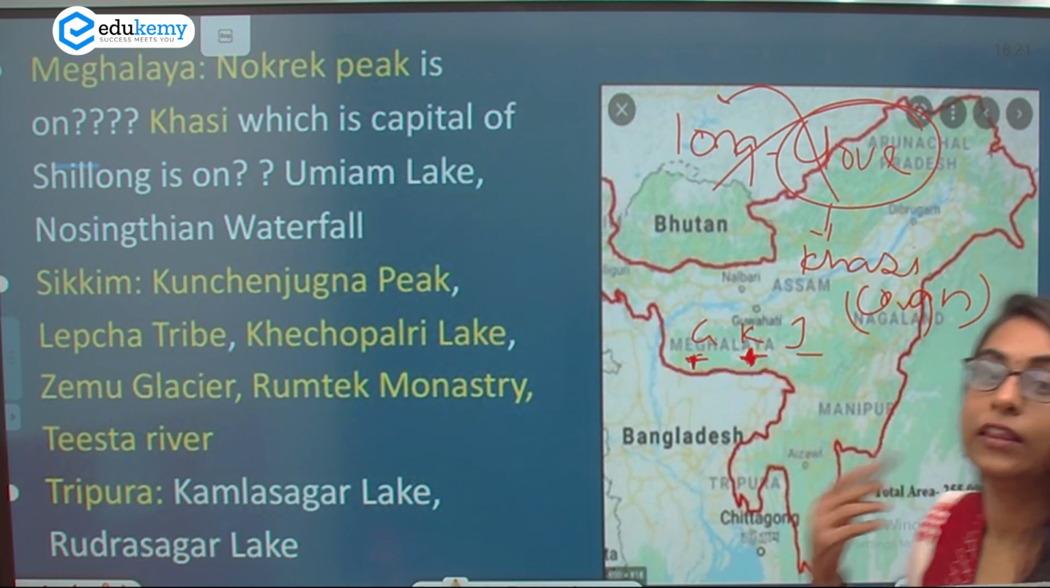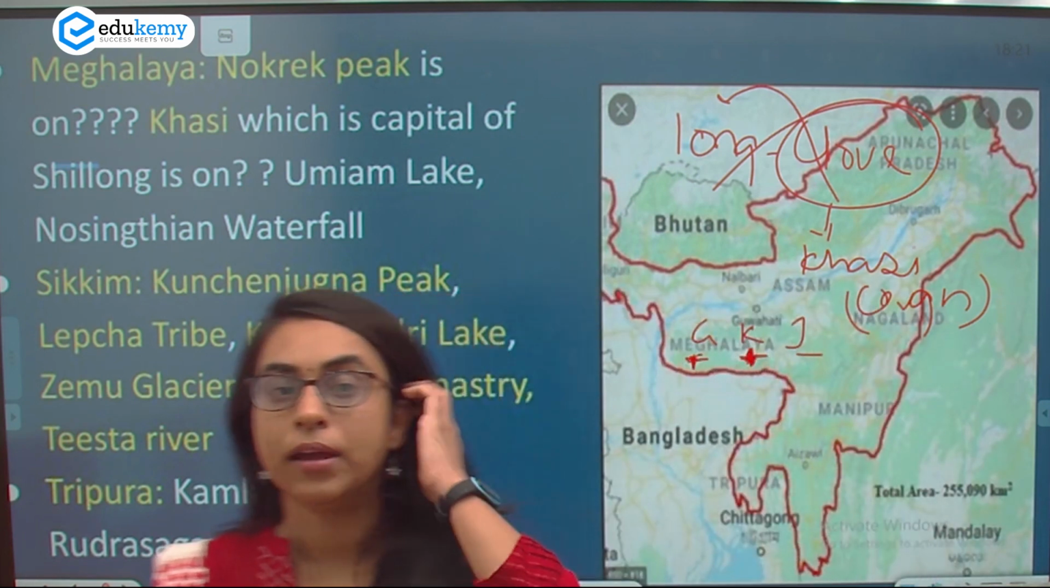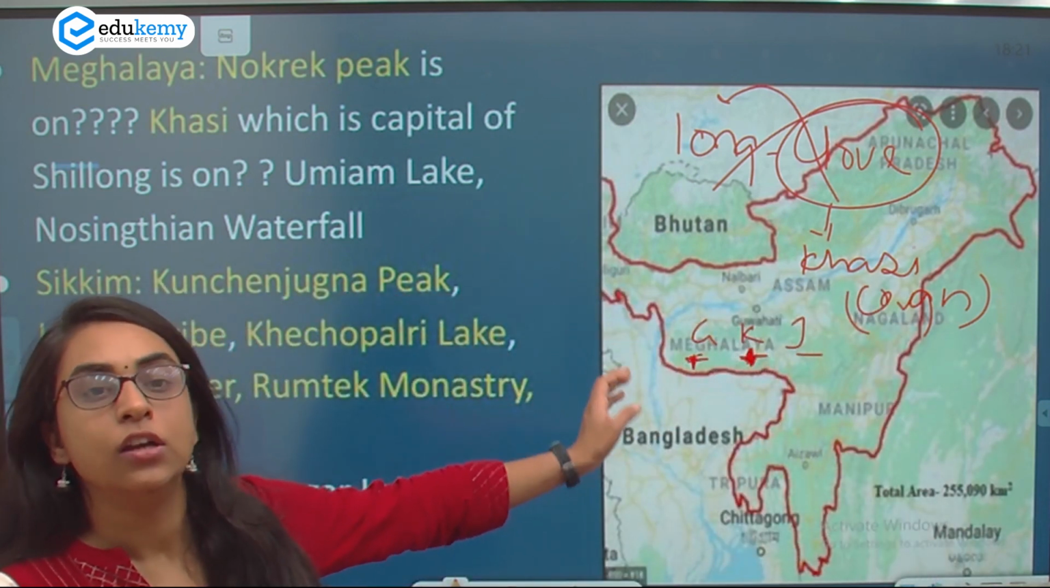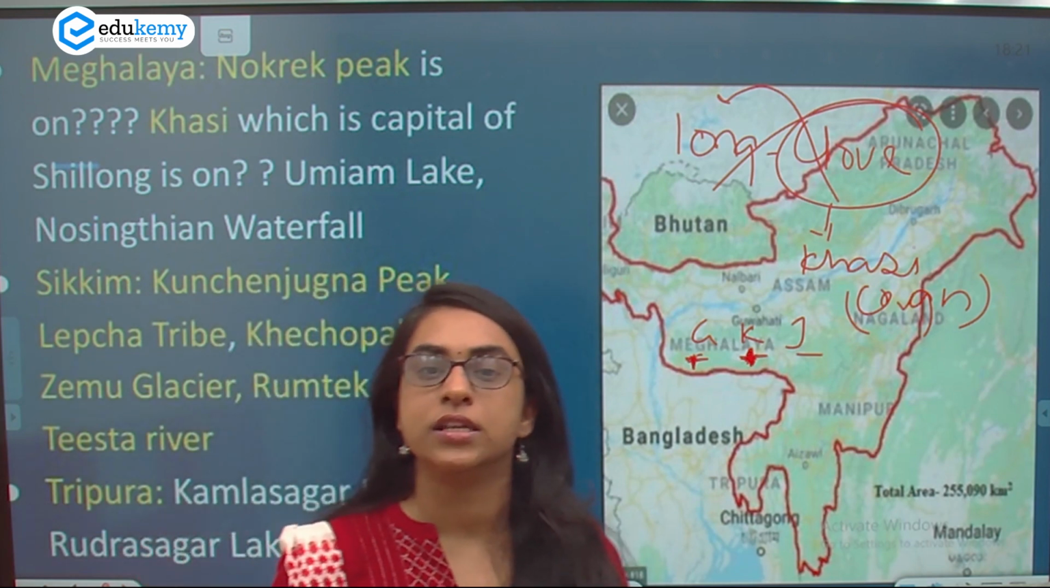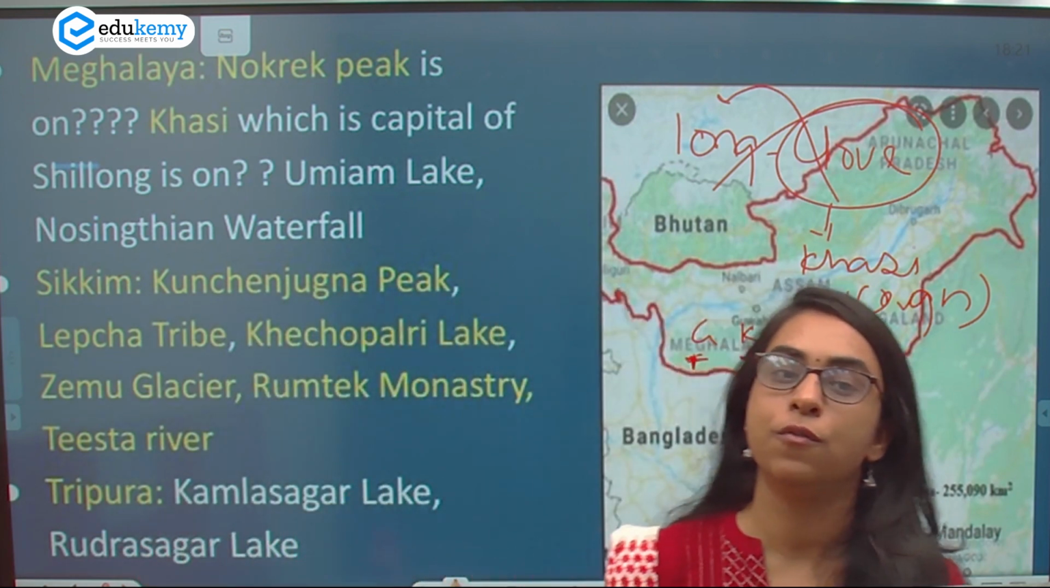Coming on to other important features in Meghalaya are the Umiam Lake and the Nohkalikai waterfalls. This is another important feature of Meghalaya.